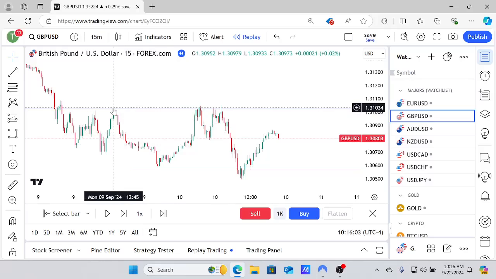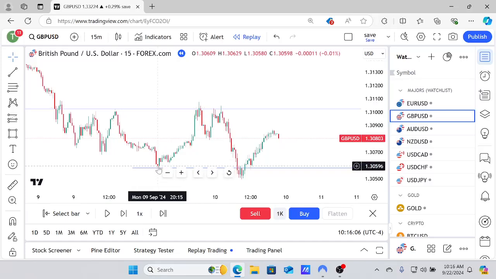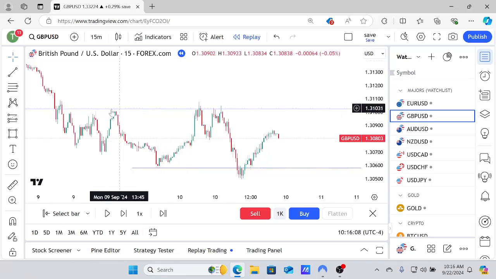You need that liquidity to be done with, and then you want to see this previous day's low still intact. So then it comes up to this. This is your next point of interest to see if it can respect this one now, and it does.